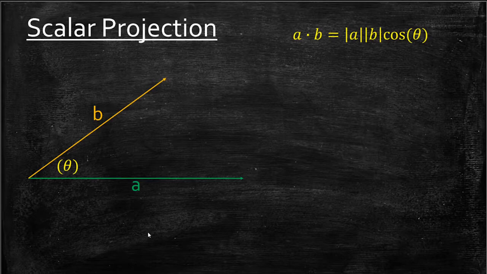So what I've got on the graph here is a vector A and a vector B. And what we want to do is project vector B onto vector A. So what does that look like? It's kind of like a shadow.